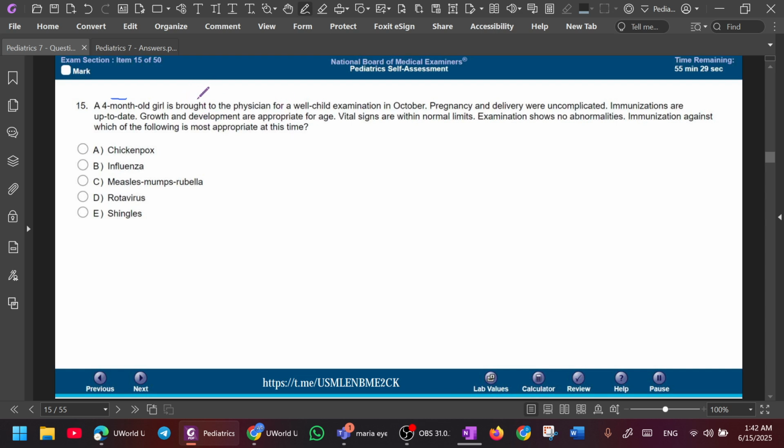A 4-month-old girl is brought to the physician for a well child examination in October. Pregnancy and delivery were uncomplicated. Immunizations are up to date. Growth and development are appropriate for age. Vital signs are within normal limits. Examination shows no abnormality. Immunization against which of the following is the most appropriate at this time?